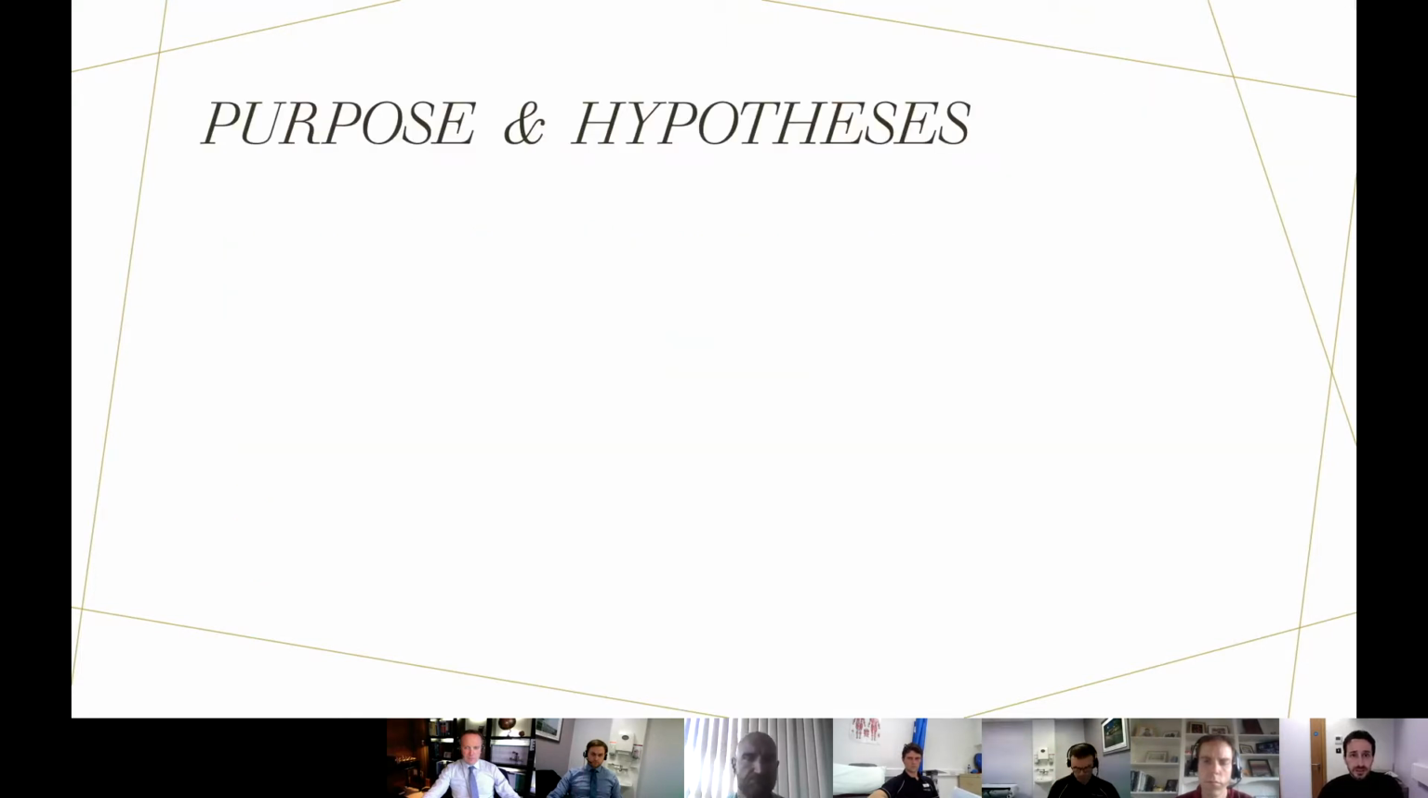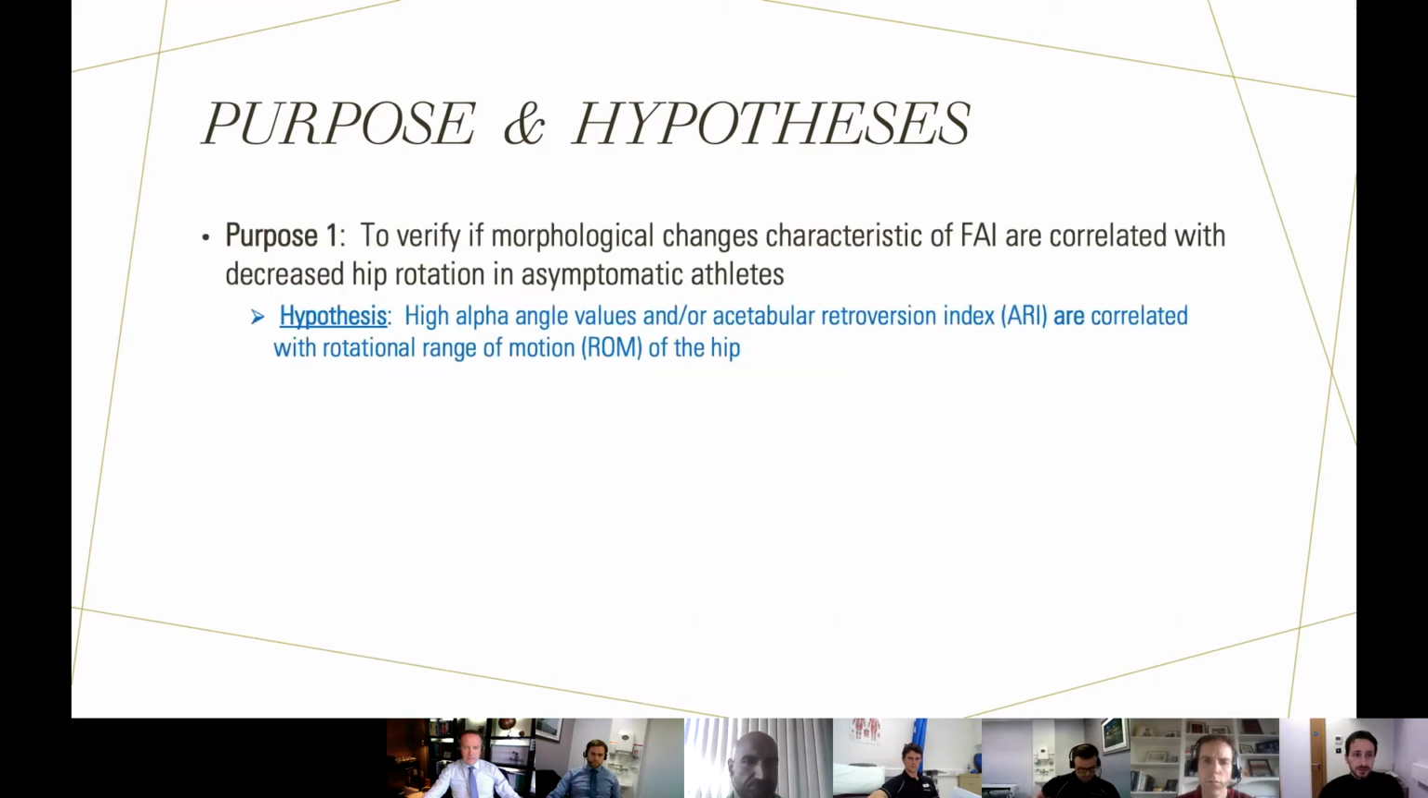So their purpose and hypotheses. Their first purpose was to verify if morphological changes characteristic of FAI are correlated with a decreased hip rotation in asymptomatic athletes. And their hypothesis was that higher alpha angle values or acetabular retroversion index would be correlated with rotational range of motion of the hip.